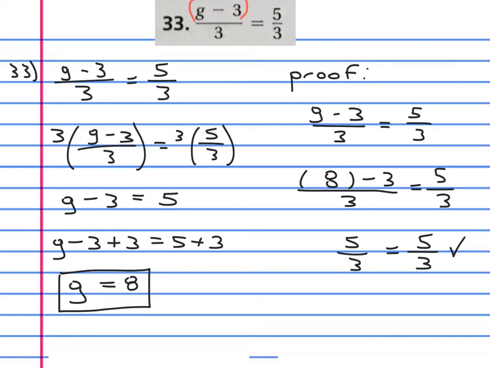And then, for the proof, the first thing you have is the original equation. Second thing you have is the same equation, just with the parentheses where the variable was and the value plugged in. And then you simplify each side separately using order of operations. And if you get the same number on both sides, then it's very likely that you did it all correct.